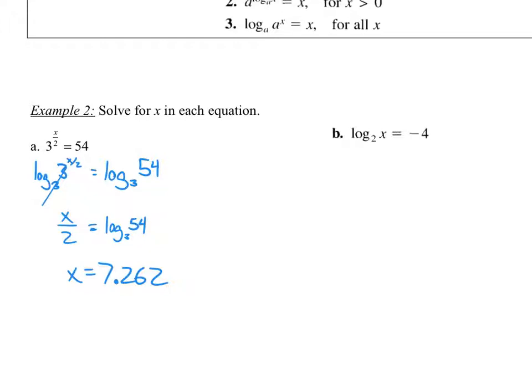And then part B. Make 2 the base of an exponential. So it's 2 to the log base 2, equals 2 to the negative 4th. x is 2 to the negative 4th, 1/16. Okay? So again, that's not too bad a one. Pretty easy. A little bit of review.